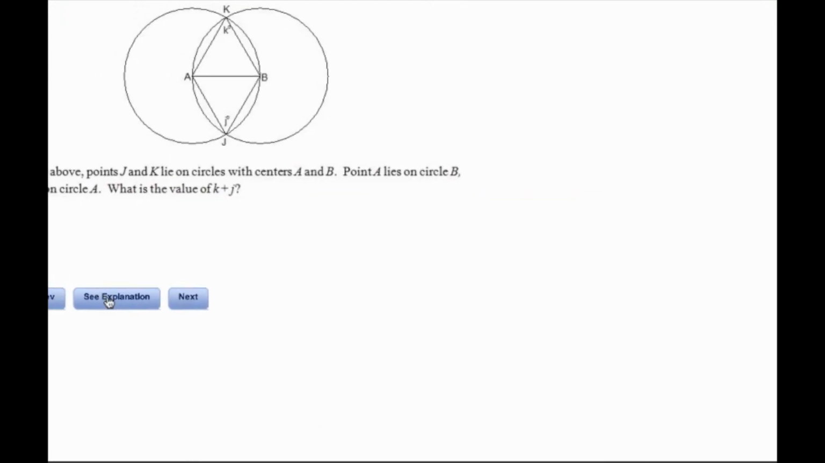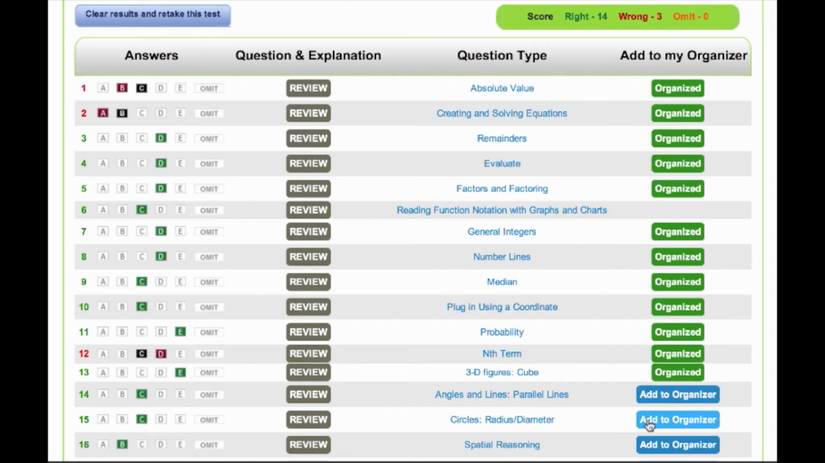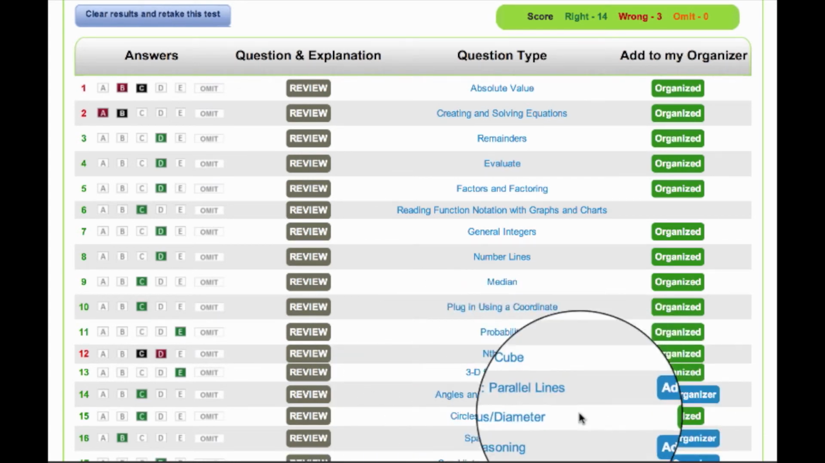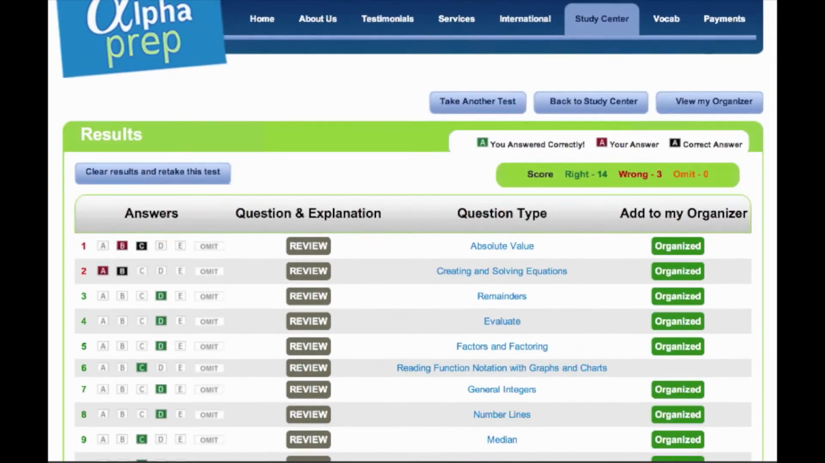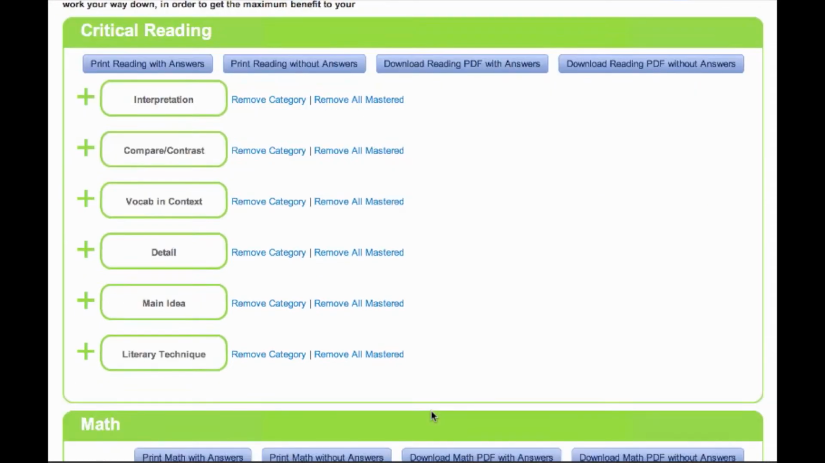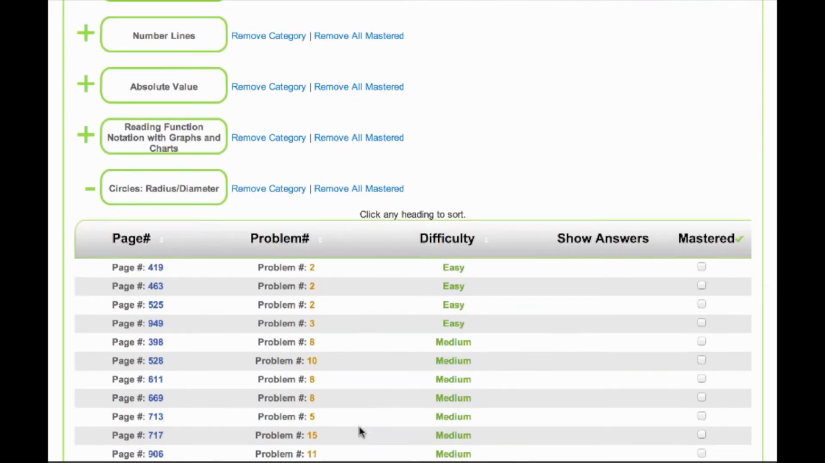This circle diameters question, if you know that you need help with it, no reason not to add it to your organizer. Now look, circles, radius/diameter. When you add it to your organizer, it's good to know that it's put into your organizer in order of how frequently it appears on every test. This category is right here, and these are the questions in that category.